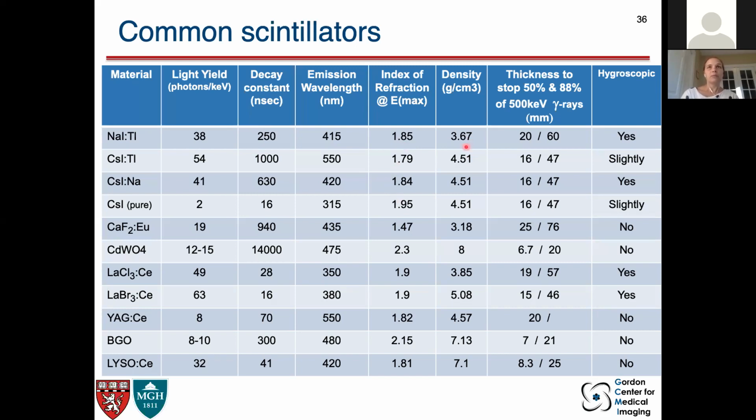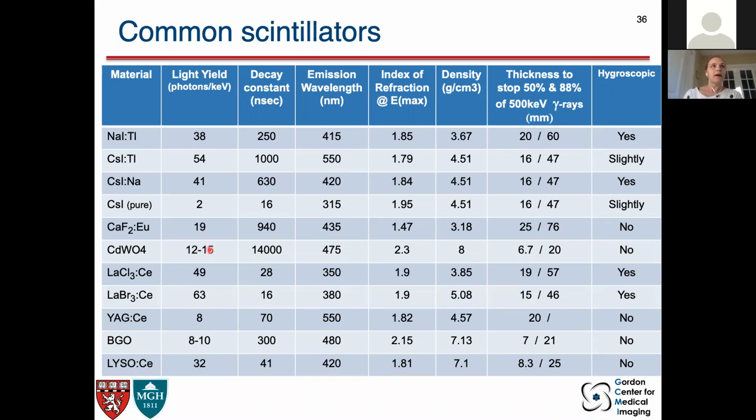And then we have density of different materials, which will determine the interaction probability. This shows the thickness that's required to stop 50% and 88% of 500 keV gamma rays. So we see that they also differ quite a bit between different materials. And this also shows that many scintillator crystals are hygroscopic, meaning that they don't like humidity. So some of them need to be enclosed in an airtight enclosure so as not to deteriorate over time, which is an added complication of some of these materials.